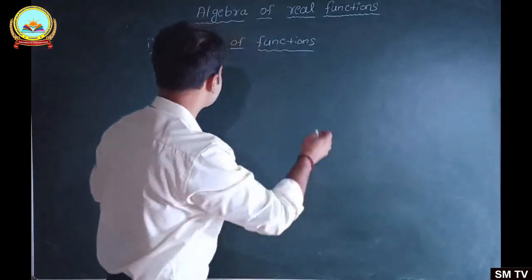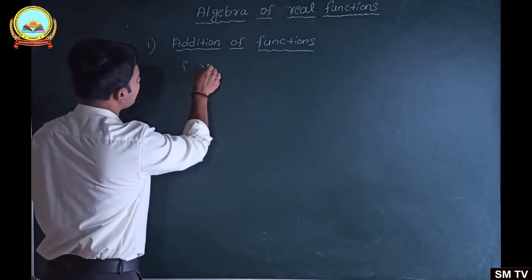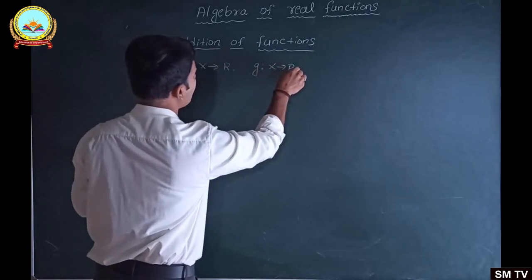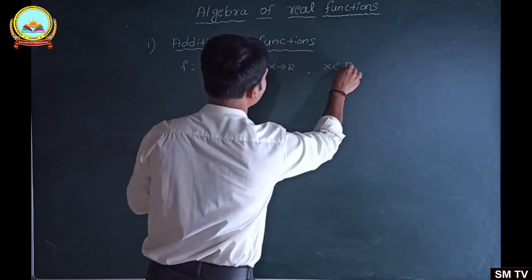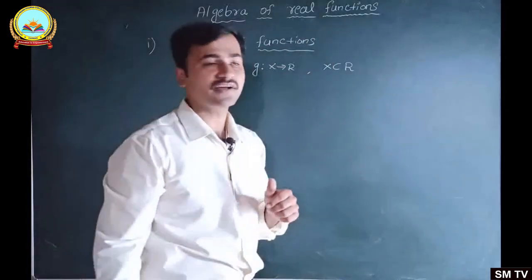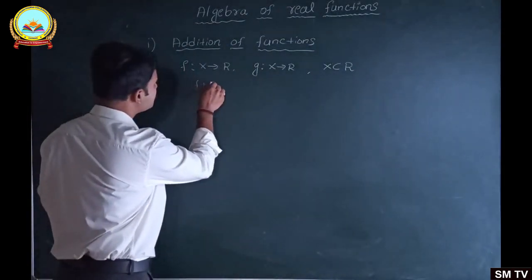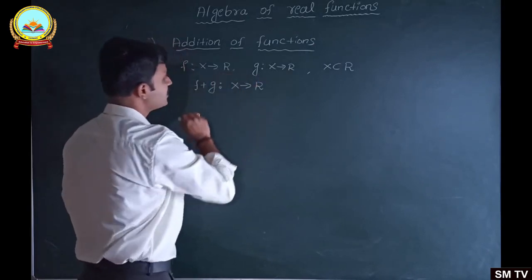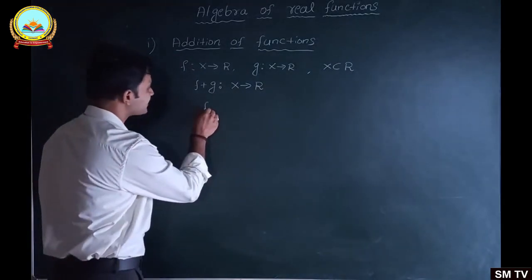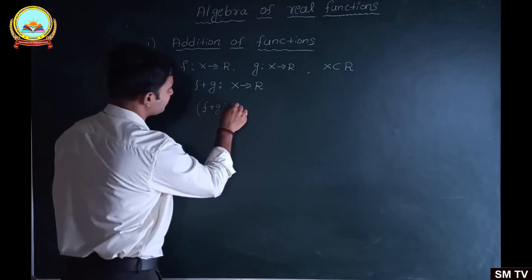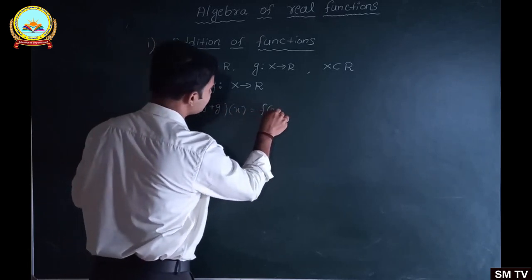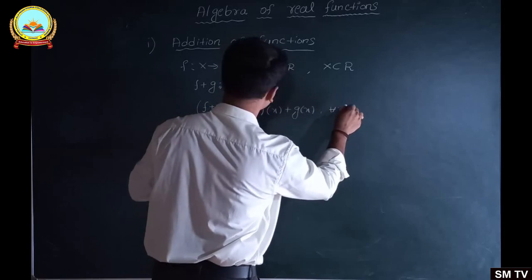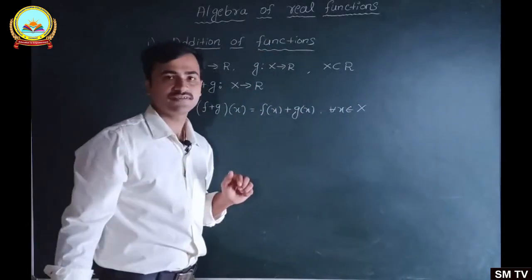Let us consider two different functions, a function f from X to R and g from X to R, where X is a subset of R. Then f plus g is a function from X to R, and is defined as (f plus g)(x) equals f(x) plus g(x) for all x belonging to this domain, capital X.